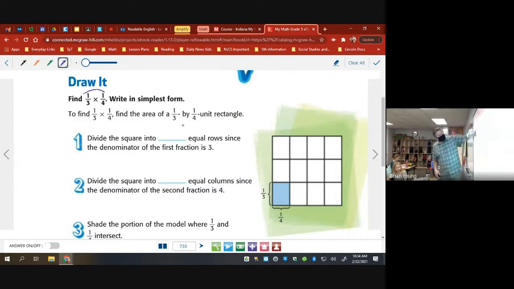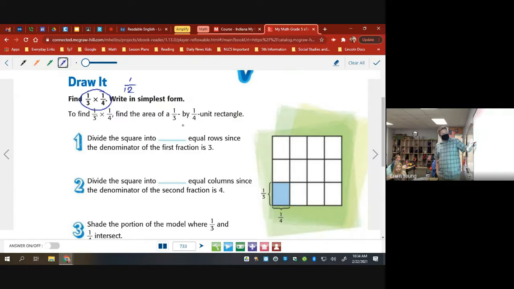So this is our problem we have right here. It's 1/3 times 1/4. Now, if I did that problem, what's 1 times 1? 1. All right, so what's 3 times 4? 12. So I know that my answer is going to be 1/12 because that's the easy way of doing it. But let's just say perhaps you don't know how to multiply 3 times 4. Maybe it's a bigger number. You don't know that. This is where you can divide, or you can draw the picture.